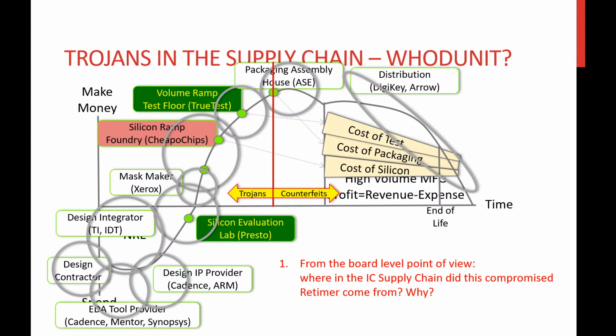When this part arrived at the legitimate packaging assembly house, the packager didn't know that the part wasn't from IDT. They may have thought it was legitimate. And then the distributor received the box of parts from the packager and warehoused them in anticipation of fulfilling orders with legitimate parts.